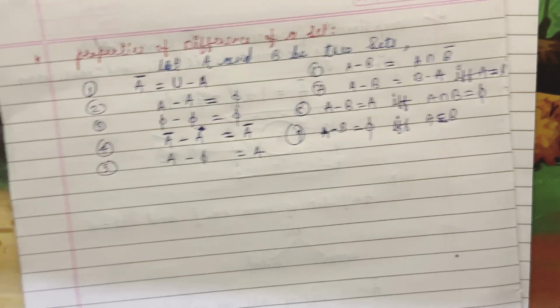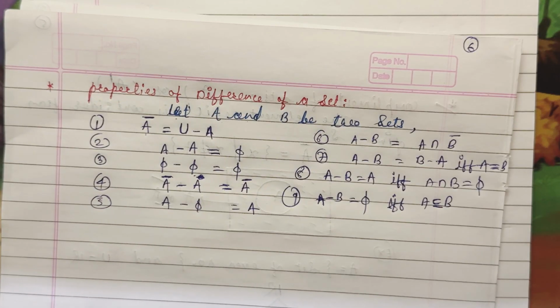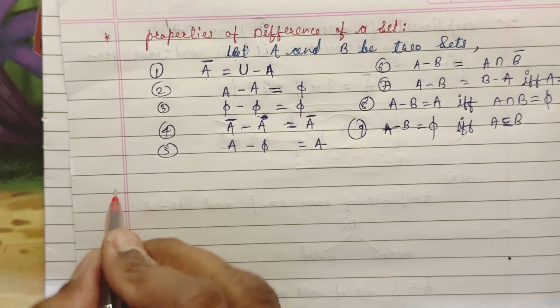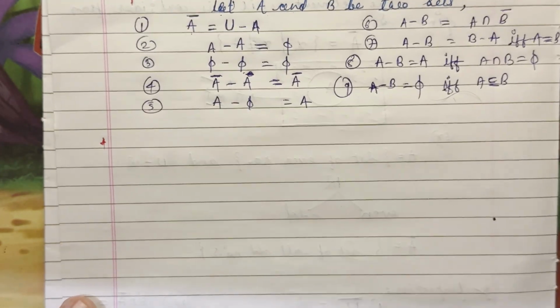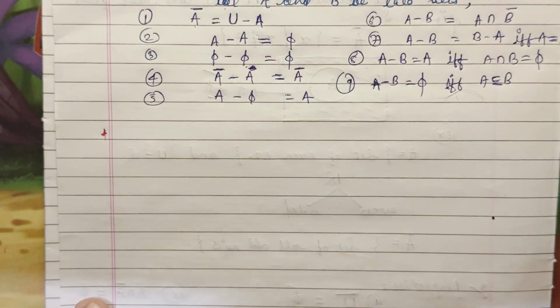I hope these are easy properties, you can draw the Venn diagram and easily explain them. It is not difficult. So we continue with the next point, the symmetric difference of sets.